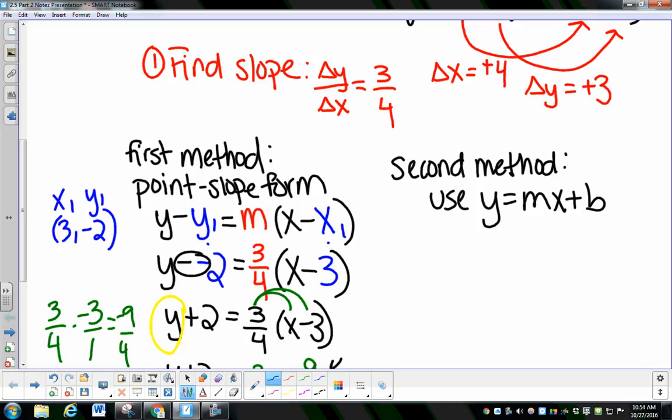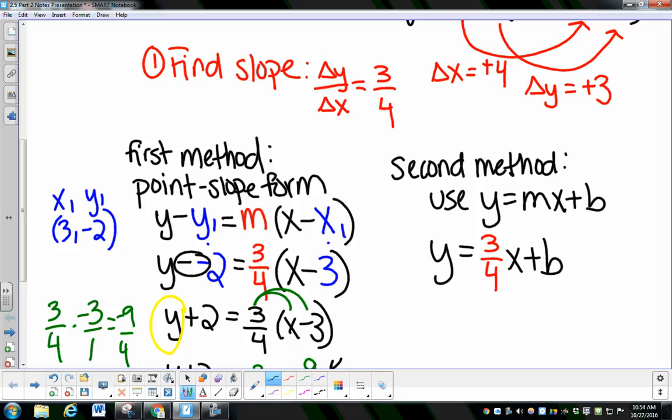So remember that I know my slope already, right? My slope, my m is 3/4. So let's fill that in. y equals 3/4 x plus b. I really want to know that b. I really want to know that y-intercept. In the first method, we found the y-intercept just by simplifying that point slope form.